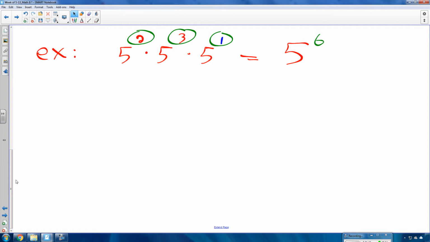And you don't necessarily need to work out 5 to the 6th because that's a huge number. That's a lot of work. So we're good with that. That's basically how the product of powers works. When you're multiplying two exponent expressions, you keep the base and add the exponents.